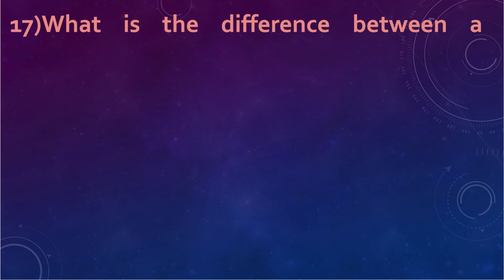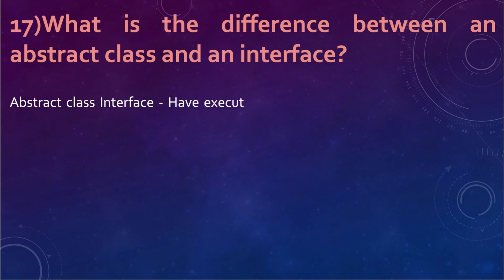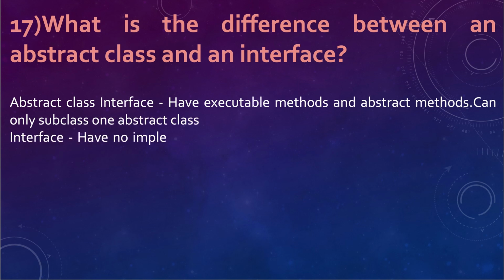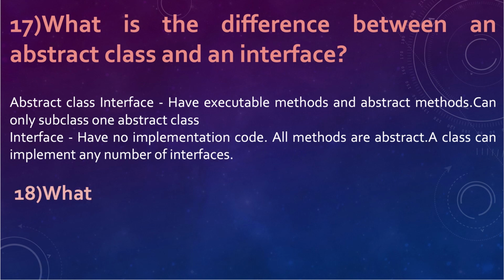What is the difference between an abstract class and an interface? Abstract classes have executable methods and abstract methods, and you can only subclass one abstract class. Interfaces have no implementation code. All methods are abstract. A class can implement any number of interfaces.